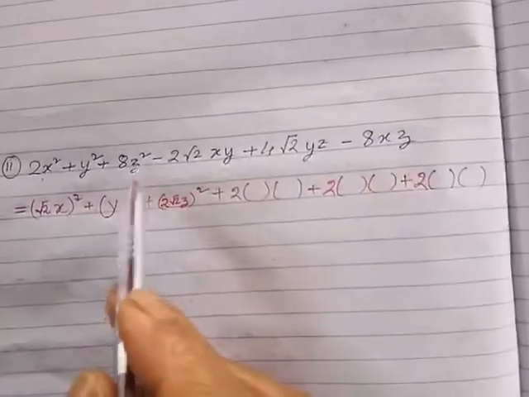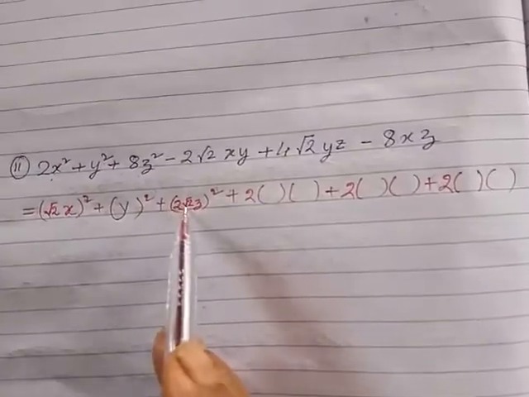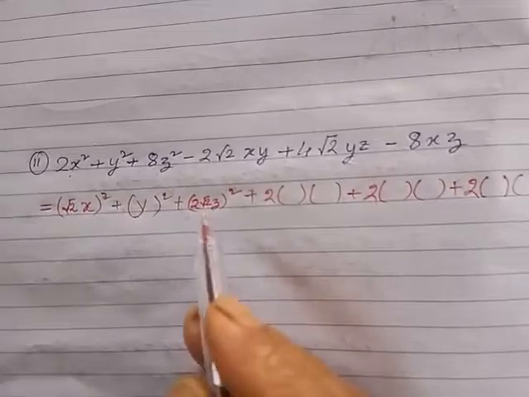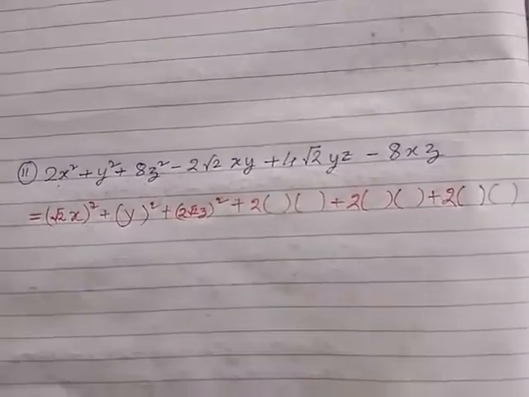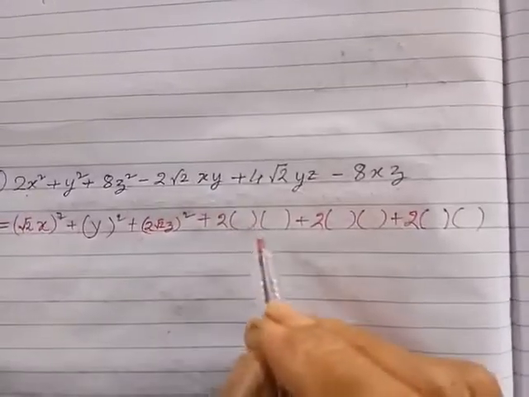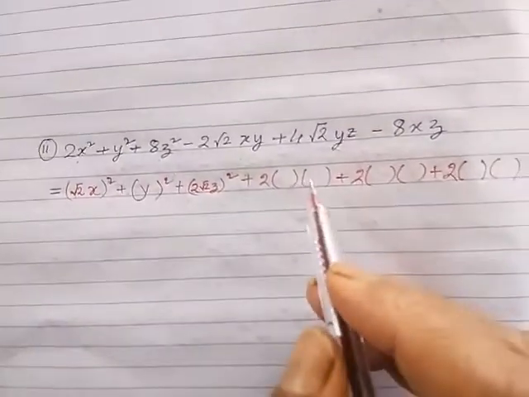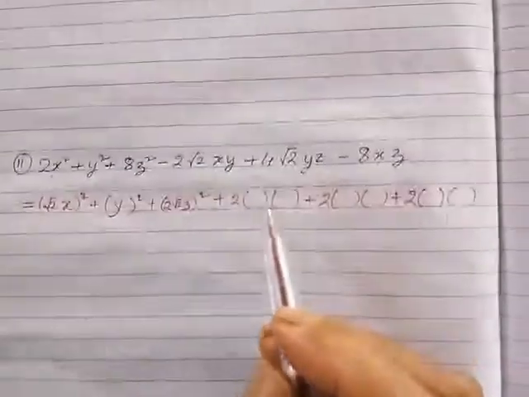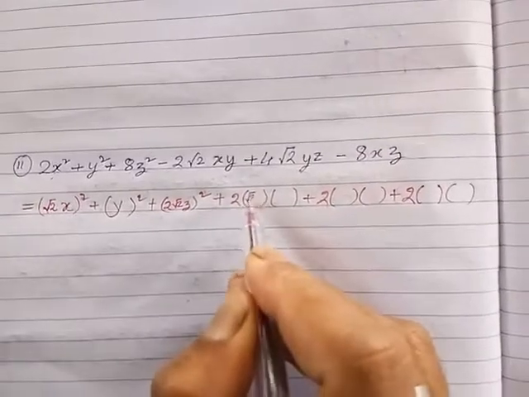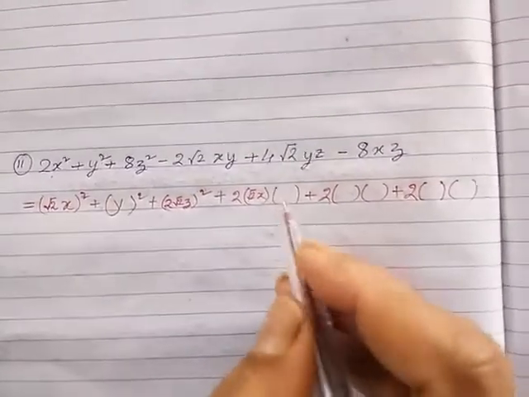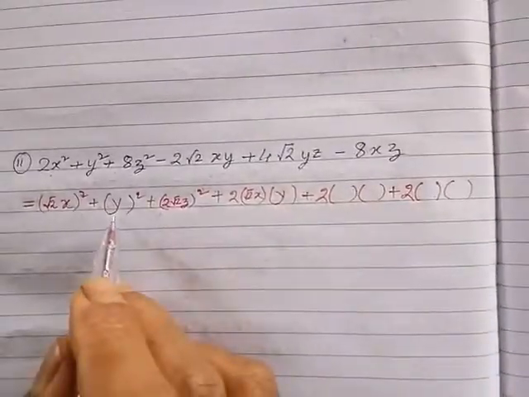So instead of 8z square, I wrote here 2 root 2z whole square, and it is expressed in the form of c square. So what is the c value? 2 root 2z is the c value. Okay. Now what will come here? a square plus b square plus c square plus 2ab. What is the a value? Root 2x. And what is the b value? y is the b value.